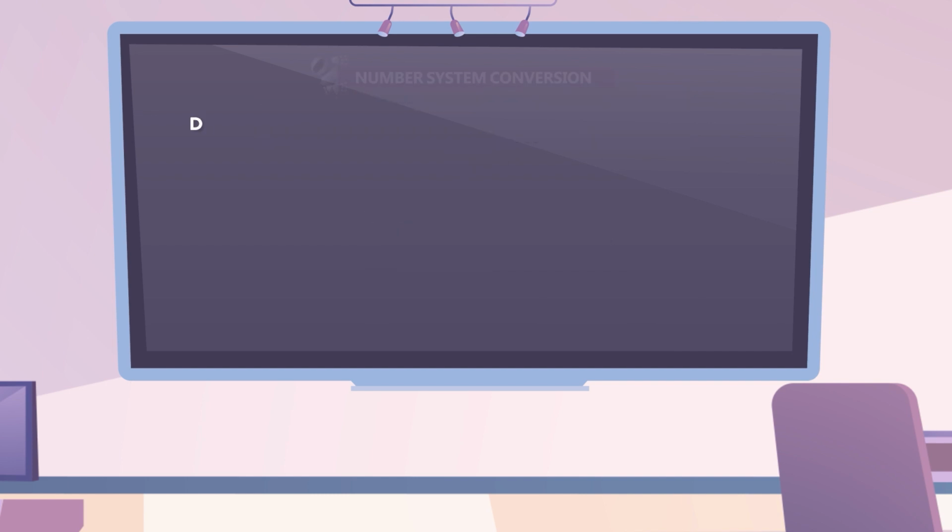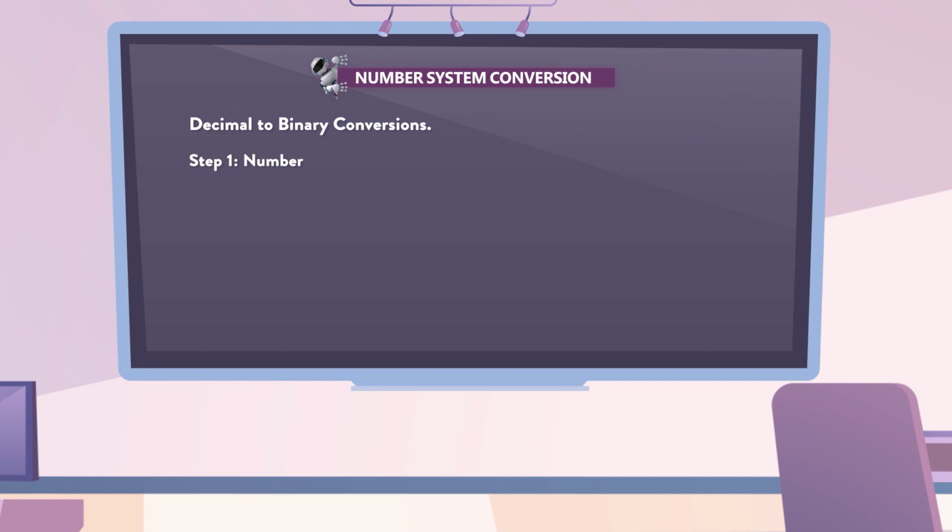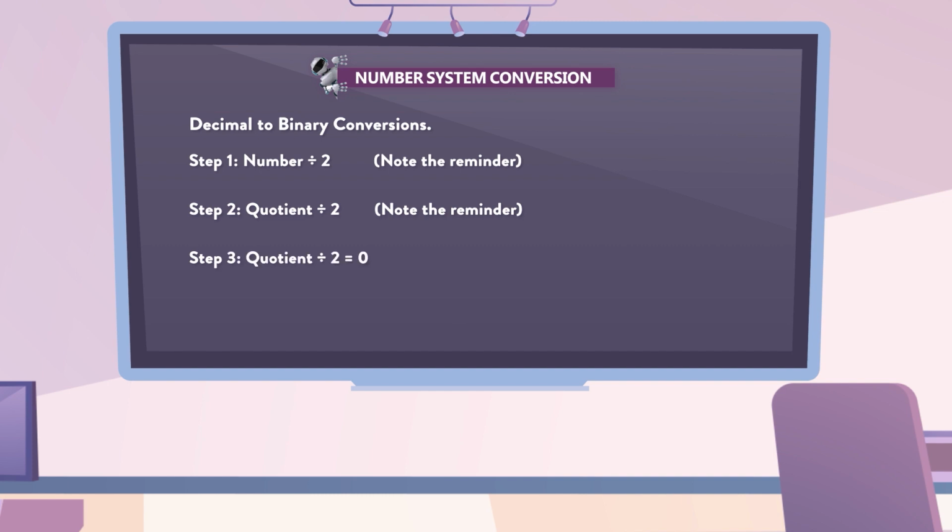So let's continue, this time to decimal to binary conversion. This is a method of successive division. Step 1 is to divide the given decimal number by 2 and note down the remainder. Now, divide the obtained quotient by 2 and note the remainder again. Step 3 is to repeat the above steps until you get 0 as the quotient.